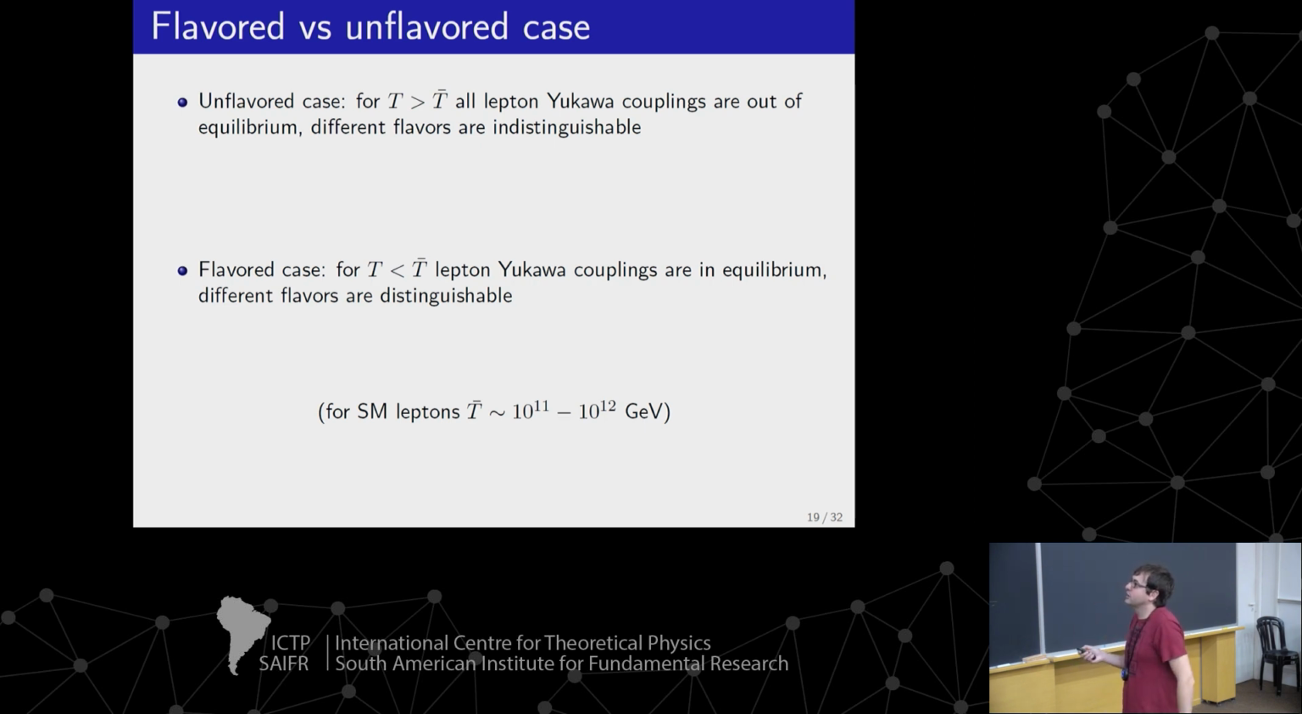But then people have also studied the flavored case of leptogenesis, which is something that we also investigate a bit here. For T smaller than some T bar, some lepton Yukawa coupling starts to come into equilibrium, so different flavors are distinguishable in our thermal bath. Then we can write a flavor-specific evolution of the asymmetry, so the Boltzmann equations are a bit different. This temperature for the Standard Model lepton is around 10 to the 11, 10 to the 12 GeV, just to have an idea.